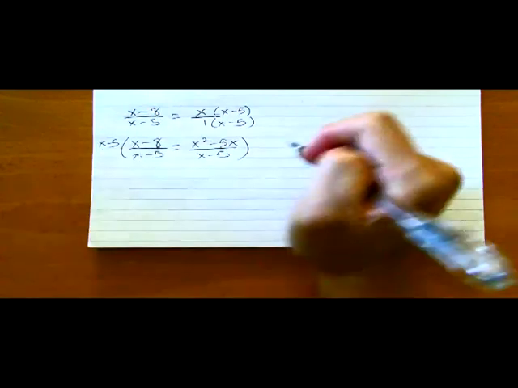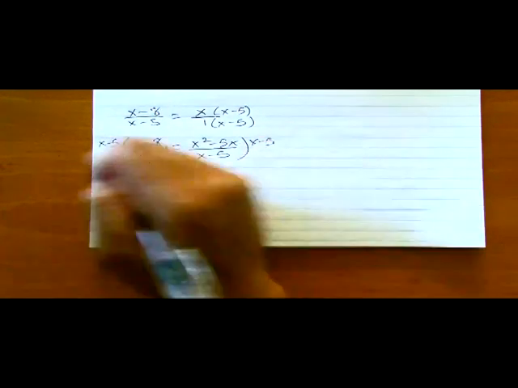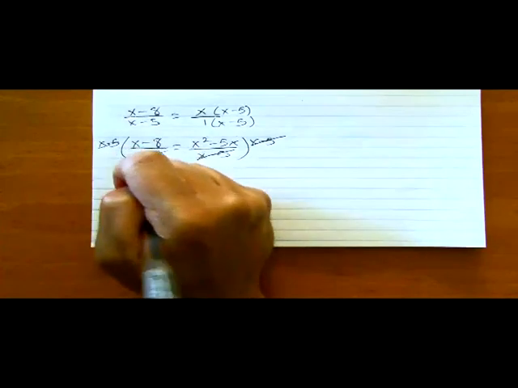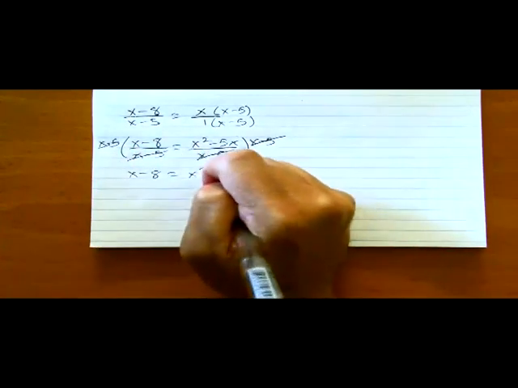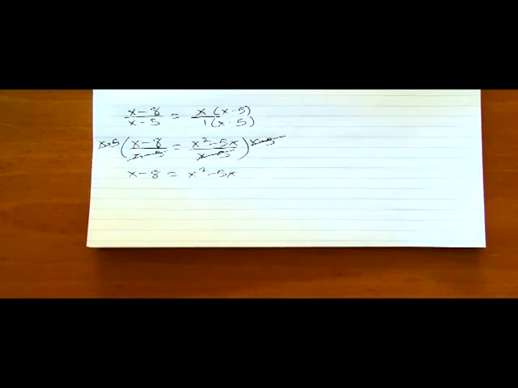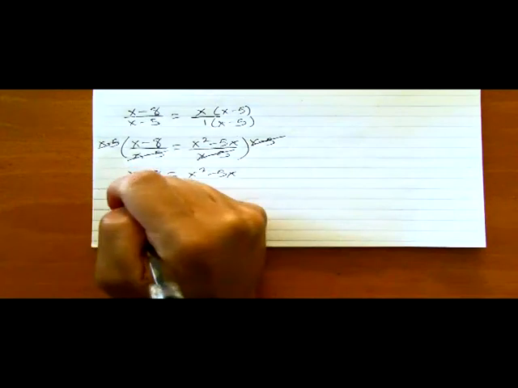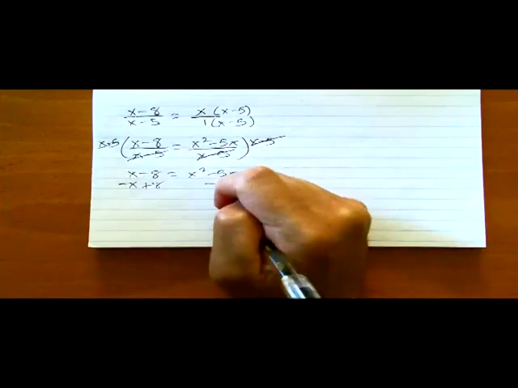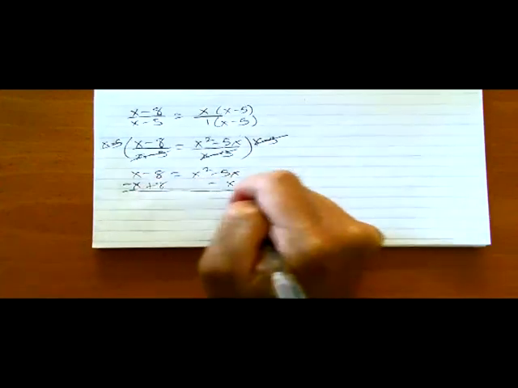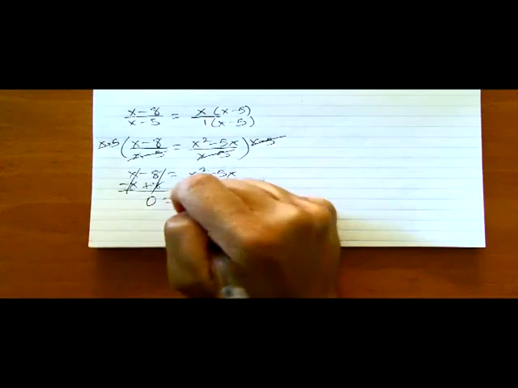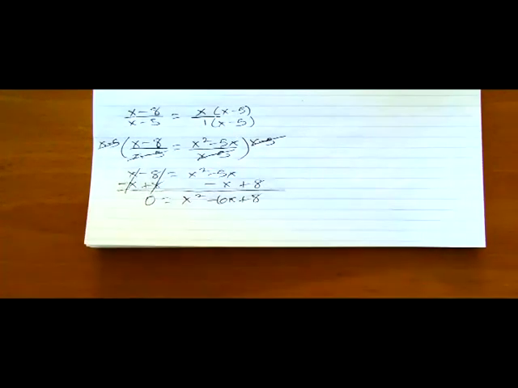Okay, we can eliminate the denominator. Multiply both sides by x minus 5. That'll cancel out the denominator. Balance, top and bottom, left and right. So now we have x minus 8 equals x squared minus 5x. No fractions anymore. Since there's an x squared in the problem, we should try and get this in standard form. I'm going to get rid of the x and the minus 8. So now we have 0 equals x squared minus 6x plus 8.